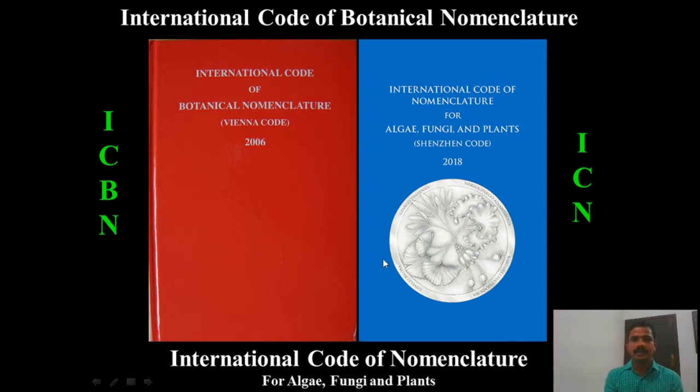So, this is the last ICBN, International Code of Botanical Nomenclature, that is Vienna Code. It was published in 2006, and this is the present code, International Code of Nomenclature for Algae, Fungi, and Plants. That is Shenzhen Code, published in 2018, or it was effective from 2018, January 1st.